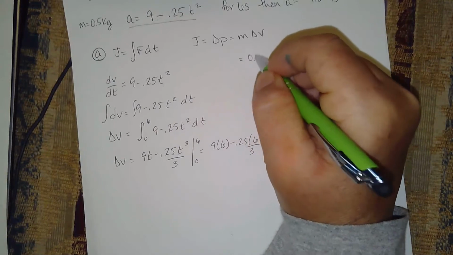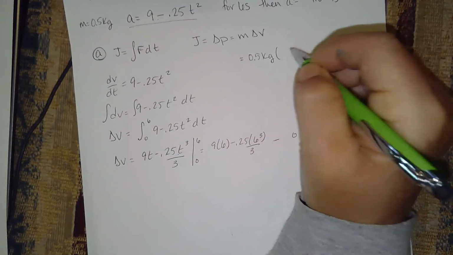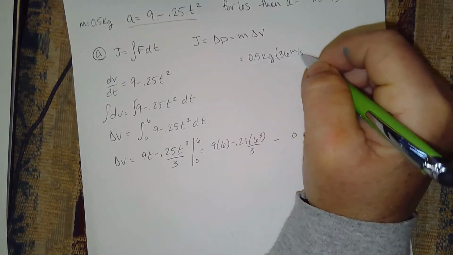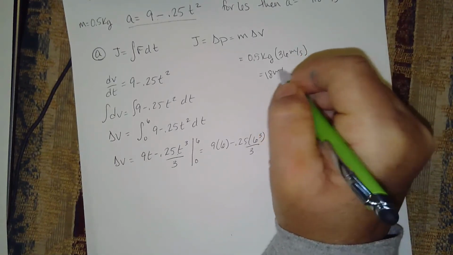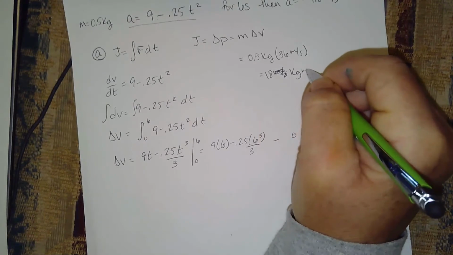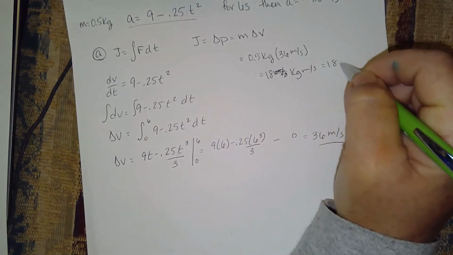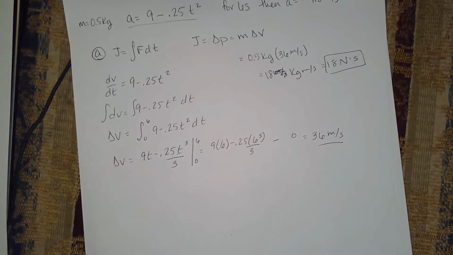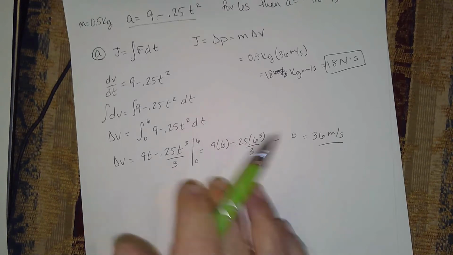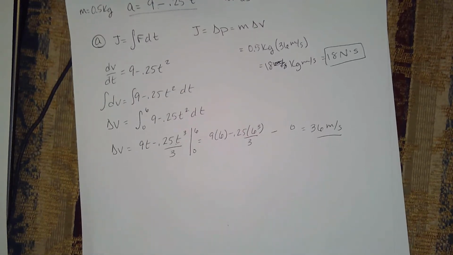So my mass is a half a kilogram times that 36 meters per second, and I get 18 kilogram meters per second, which is the same thing as 18 newton seconds, which usually when we do impulse, we record it in those units. So there's my impulse or change of momentum for that time period.